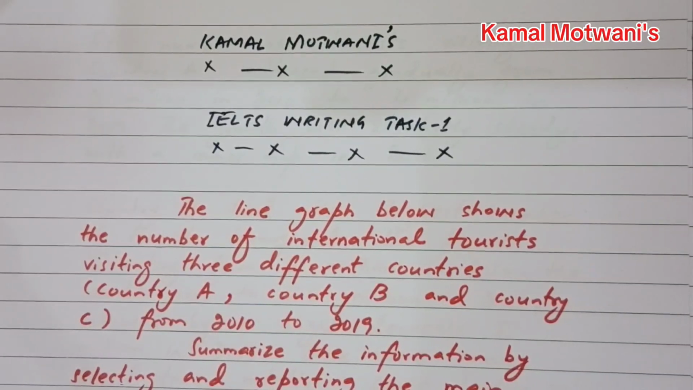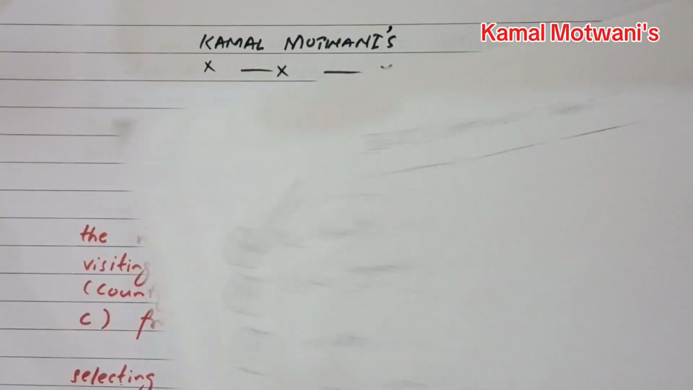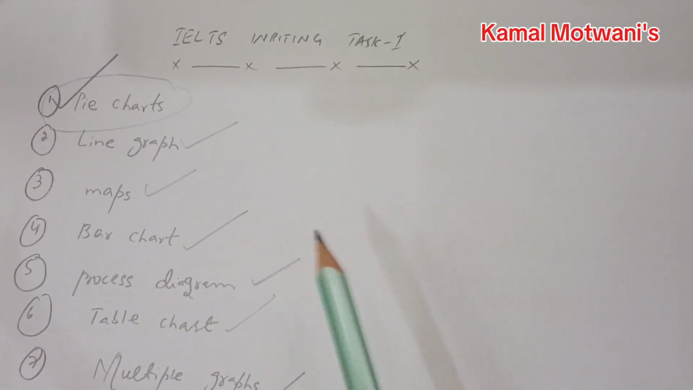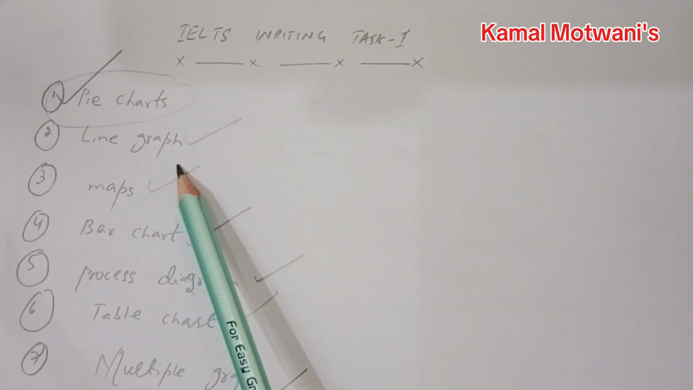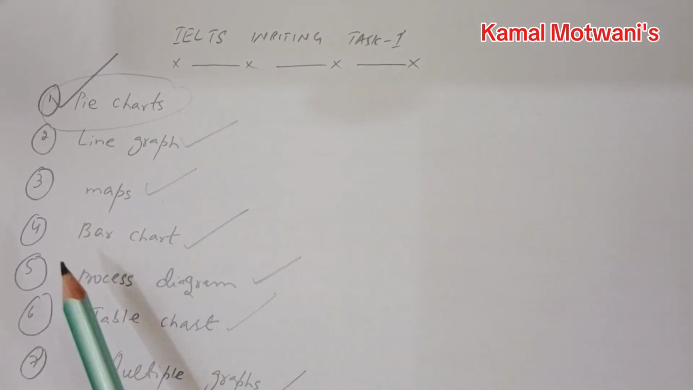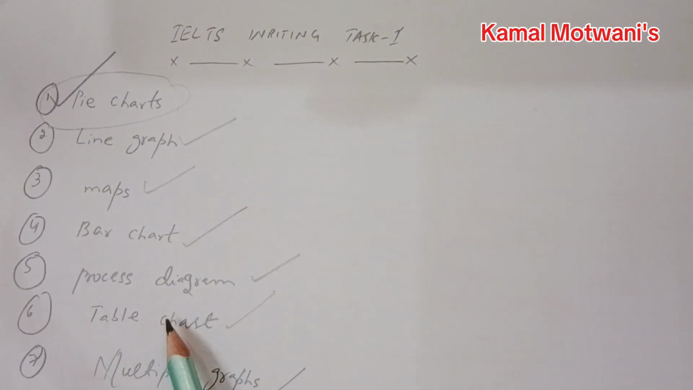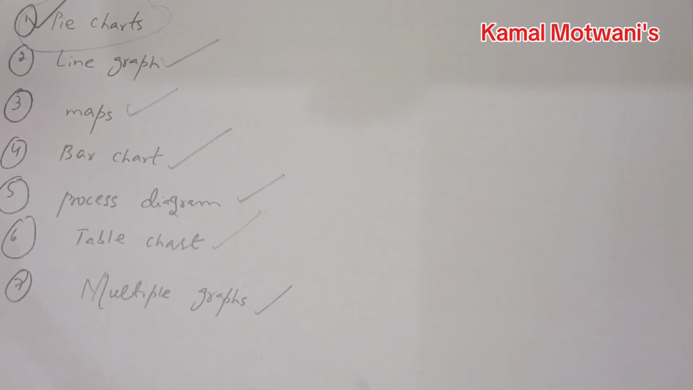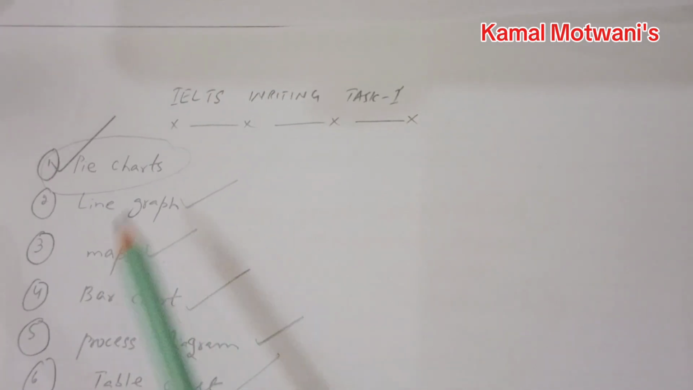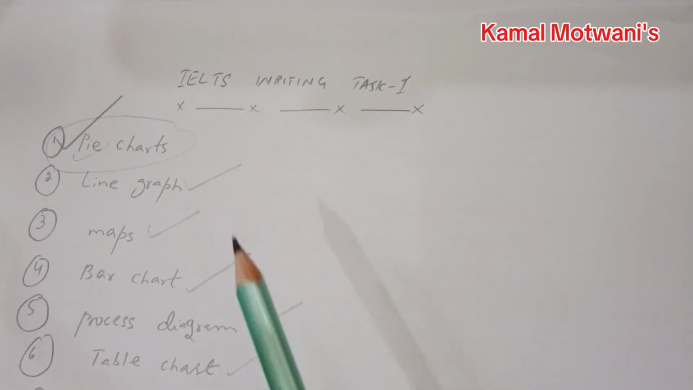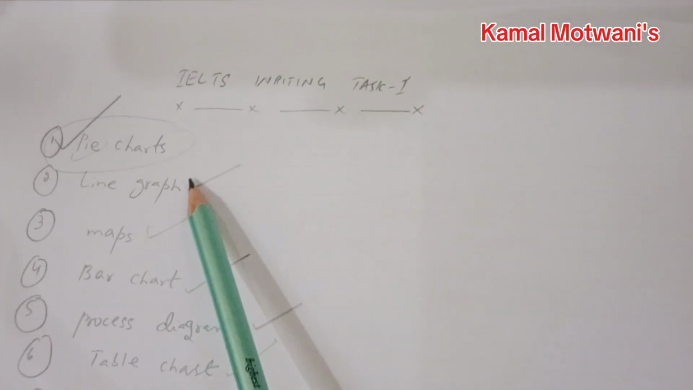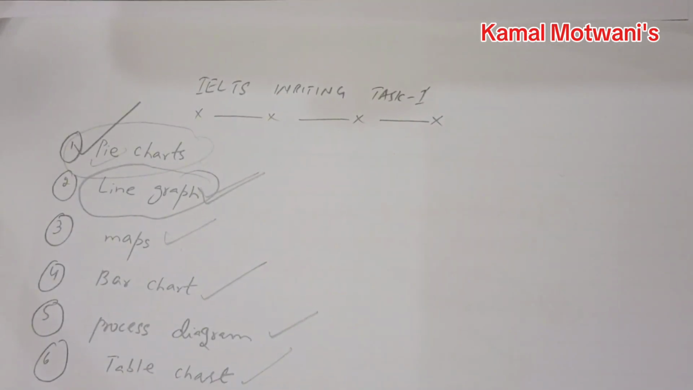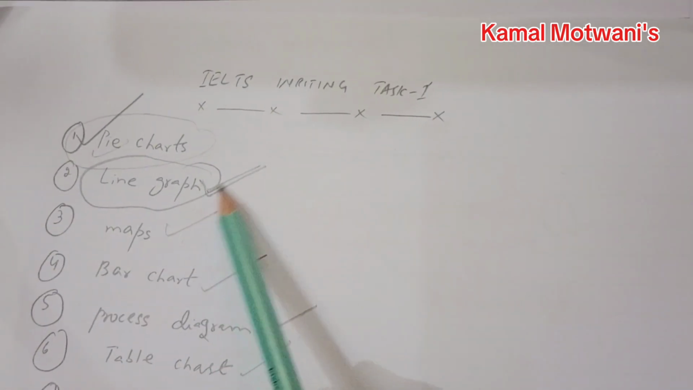So let's start. As earlier discussed, there are 7 types of IELTS writing tasks. The first one is pie charts, the second is line graph, the third is maps, the fourth is bar chart, the fifth is process diagram, the sixth is table chart, and the seventh is multiple graphs. In the earlier video we solved pie charts. Today the lecture is about line graph, so I'll solve an IELTS writing task 1 regarding line graph.